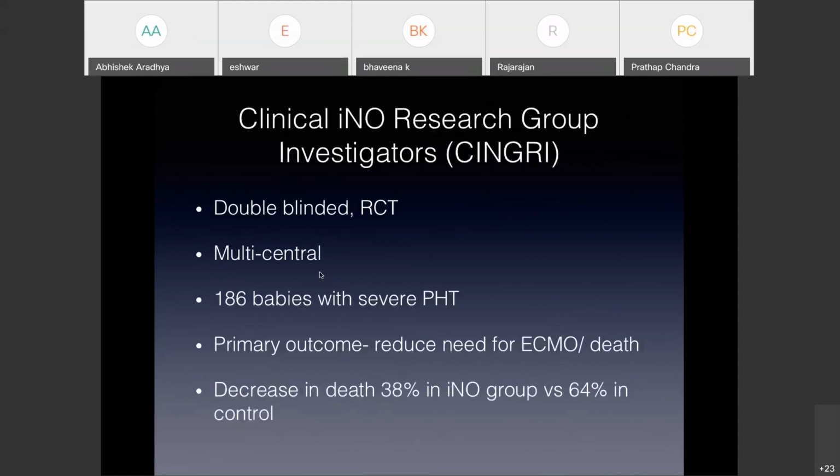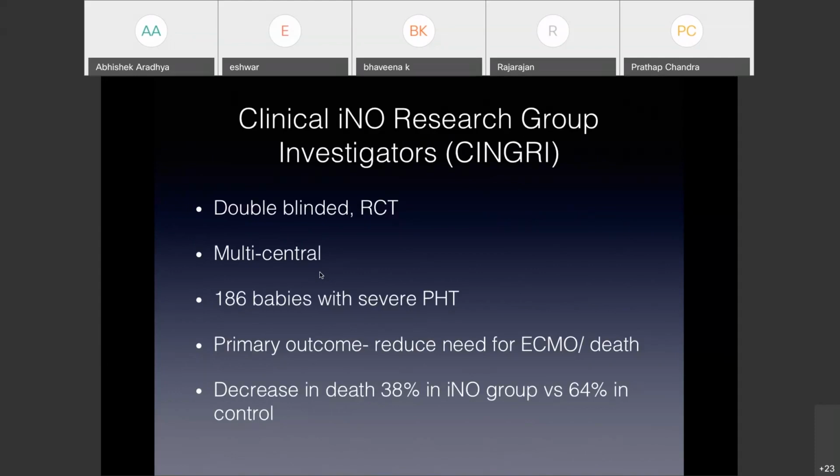Moving on, the Singri trial, which was a double-blinded, randomized controlled, multicentric trial, recruited 186 babies with severe pulmonary hypertension. The primary outcome was reducing the need for ECMO and death. So the death was decreased, 38% in the iNO group versus 64% in the control group.